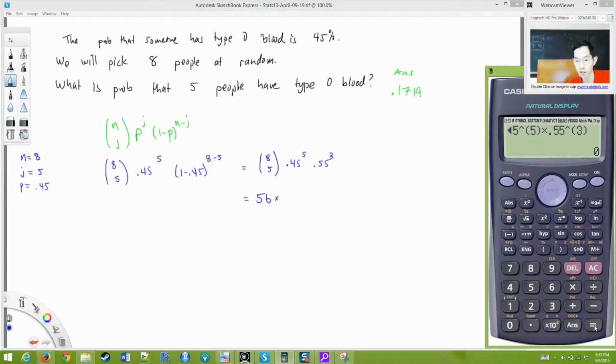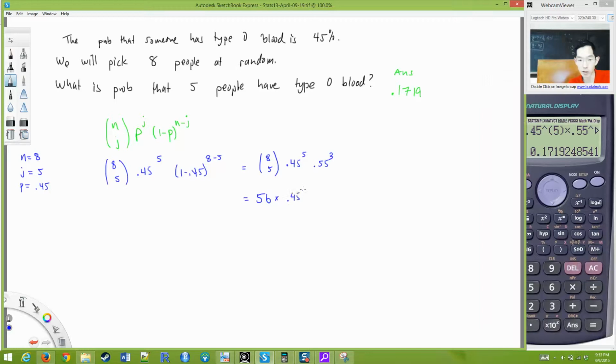And I think, yeah, so 0.45 to the 5 times 0.55 to the 3, I get 0.1719. So 17% chance that if I'm picking 8 people at random, 5 of them will have type O blood. And so we can use this to answer more complicated questions.